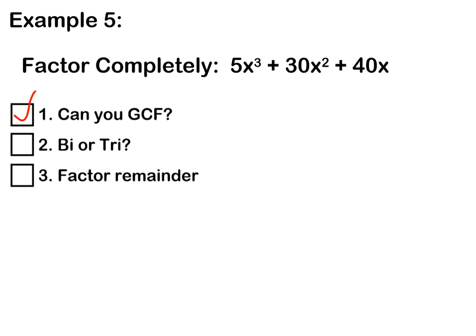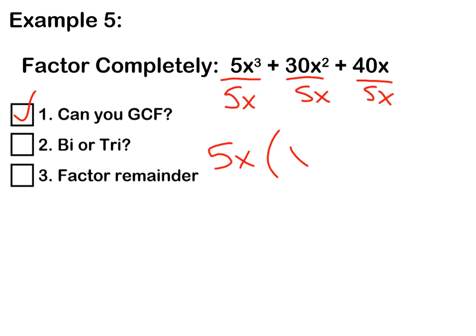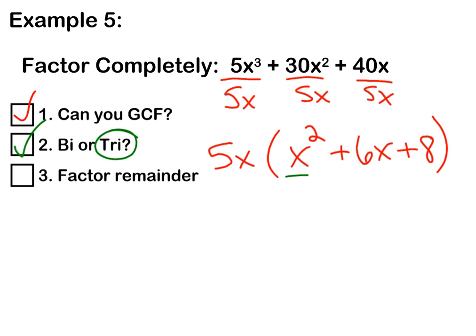Greatest common factor, we can take out a 5x. That leaves us with 5x, x squared plus 6x plus 8. Now we're going to check to see, is it a binomial or a trinomial? This one's a trinomial with 3 terms, so I begin master product.